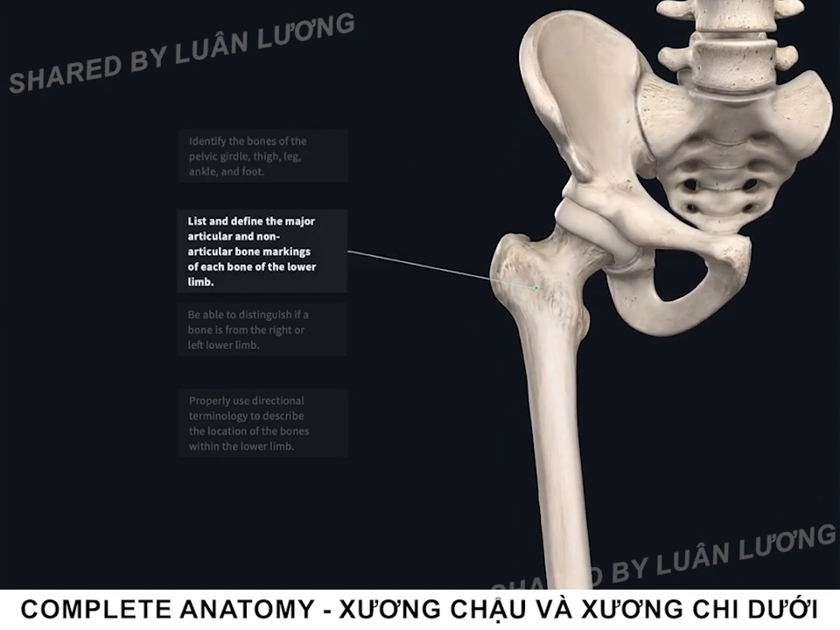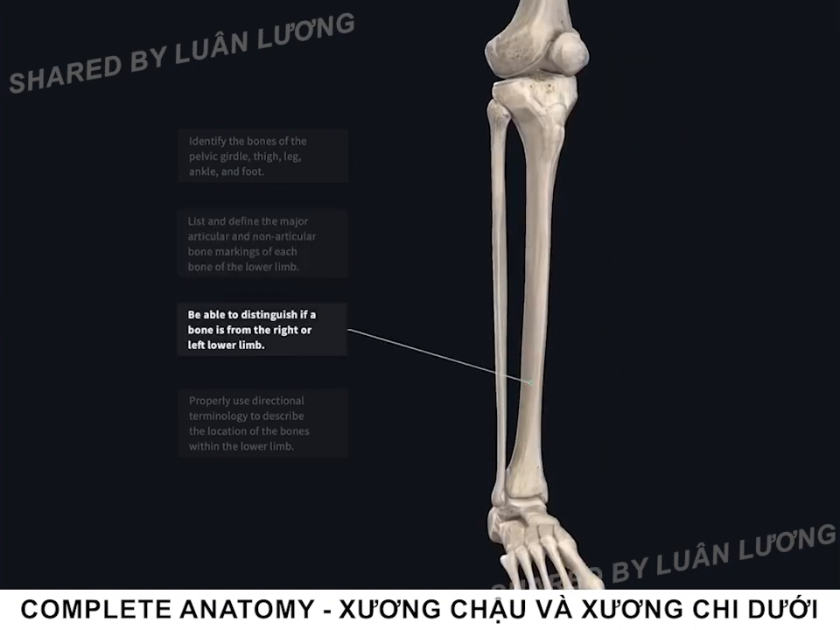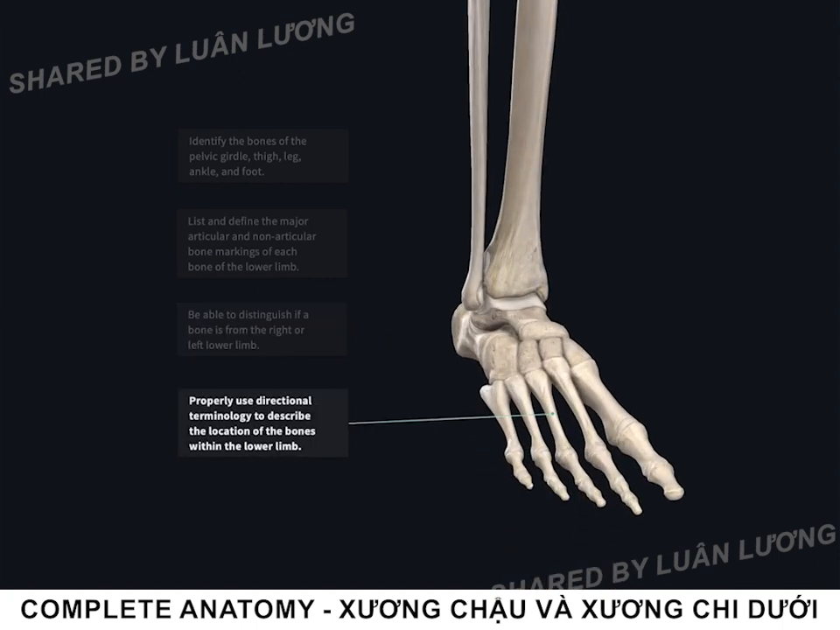You will be able to list and define the major articular and non-articular bone markings of each bone of the lower limb. Additionally, you will be able to distinguish if a bone is from the right or left sides of the lower limb. And lastly, properly use directional terminology to describe the location of the bones within the lower limb.